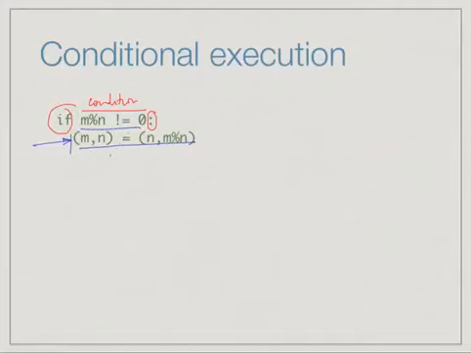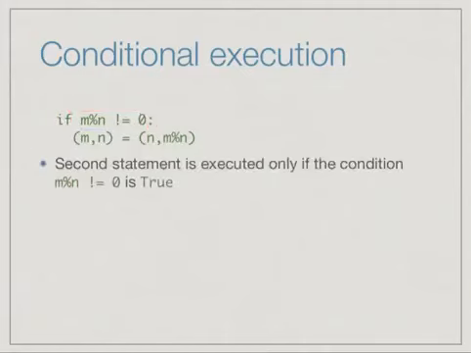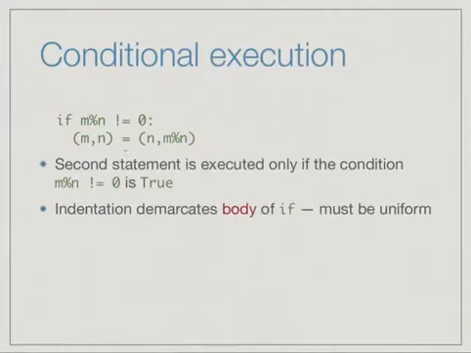So we make this simultaneous assignment of m taking the old value of n and n taking the value of m divided by n only if m divided by n currently is not 0. So the second statement is executed conditionally only if the condition evaluates to true, and indentation demarcates the body of the if. The body refers to those statements which are governed by the condition that we have just checked.